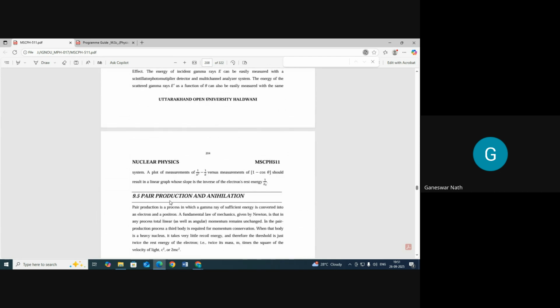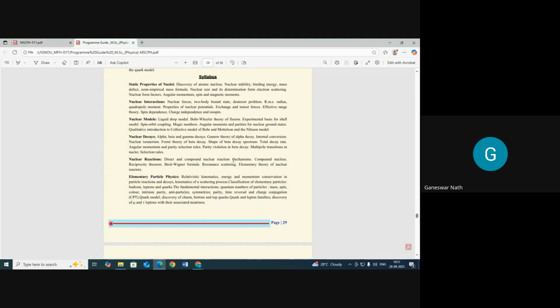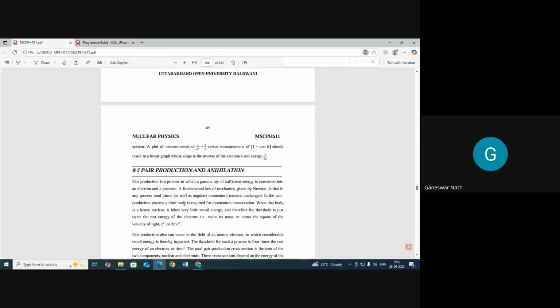Okay, so now one more thing you can find is pair production. Already I have discussed parity violation for beta decay, and also the selection rule that I already discussed. Then the pair production and the annihilation. As I have told you, when gamma decay takes place, it is also responsible for the creation and annihilation of a positron and an electron. So that pair of the positron and electron, we call pair creation and annihilation.